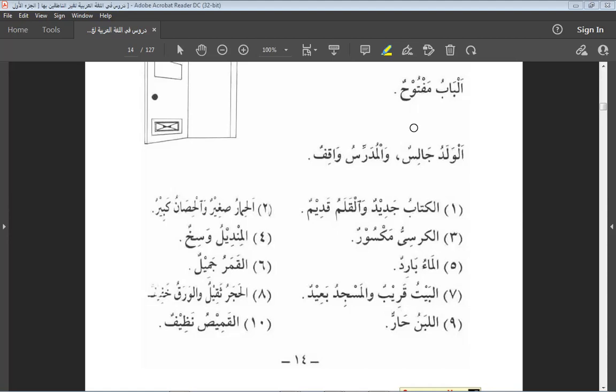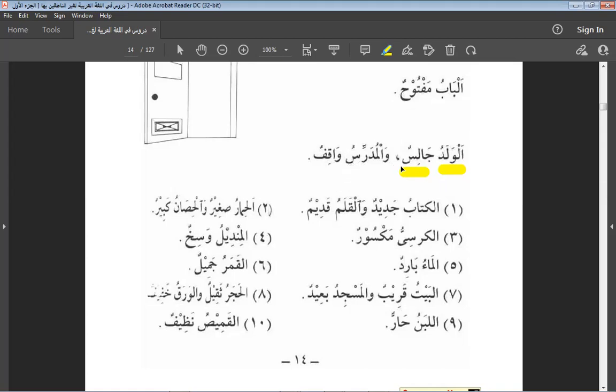The door is open. It says al-waladu jalisun. In all this, cast your eyes to the fact that the mubtada is definite. Mubtada being al-walad here, and the khabar being jalisun here. Al-waladu definite, jalisun indefinite. Al-waladu jalisun, the boy is sitting. Wal-mudarrisu waqifun, and the teacher is standing.